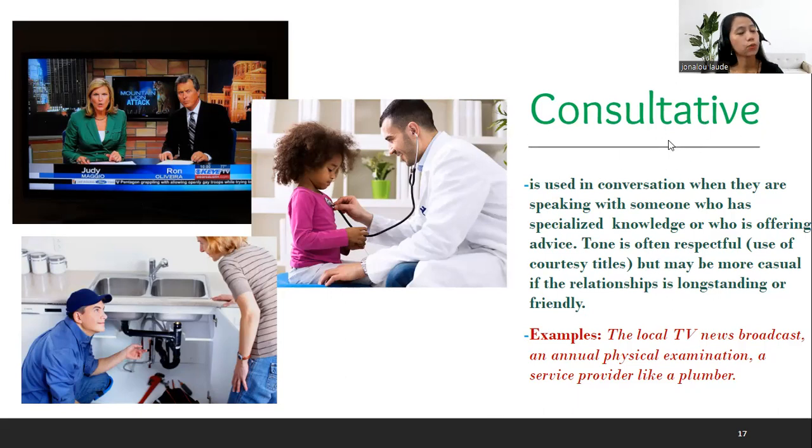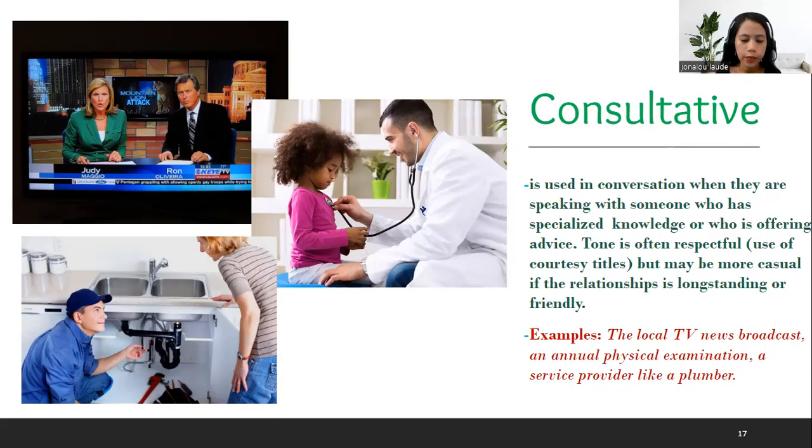So it becomes casual if the relationship is long-standing or friendly. We have examples here, like the local TV broadcast, an annual physical examination, then a service provider like a plumber. Another good example is the dentist and patient, lawyer and client, then teacher and student. Also put them under consultative.